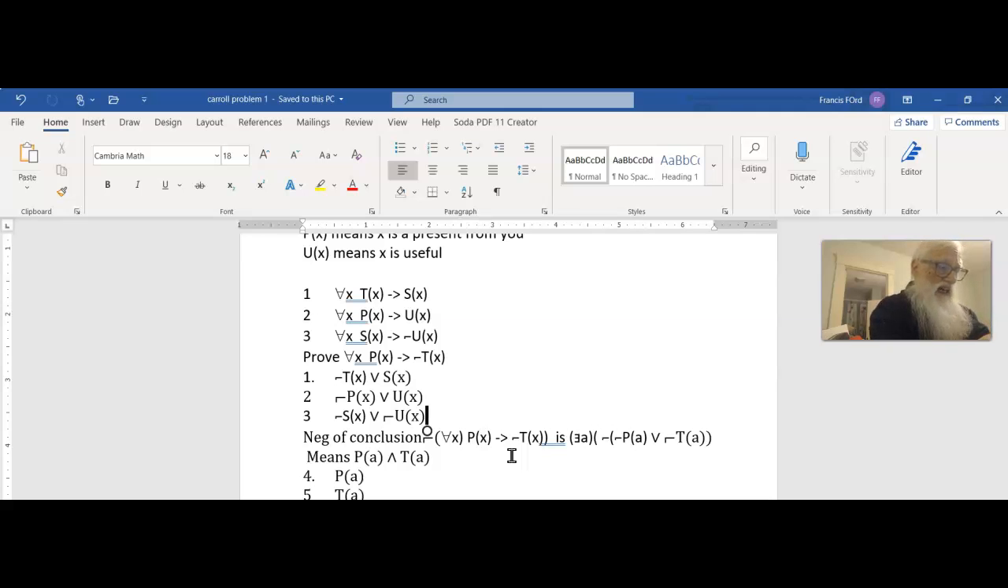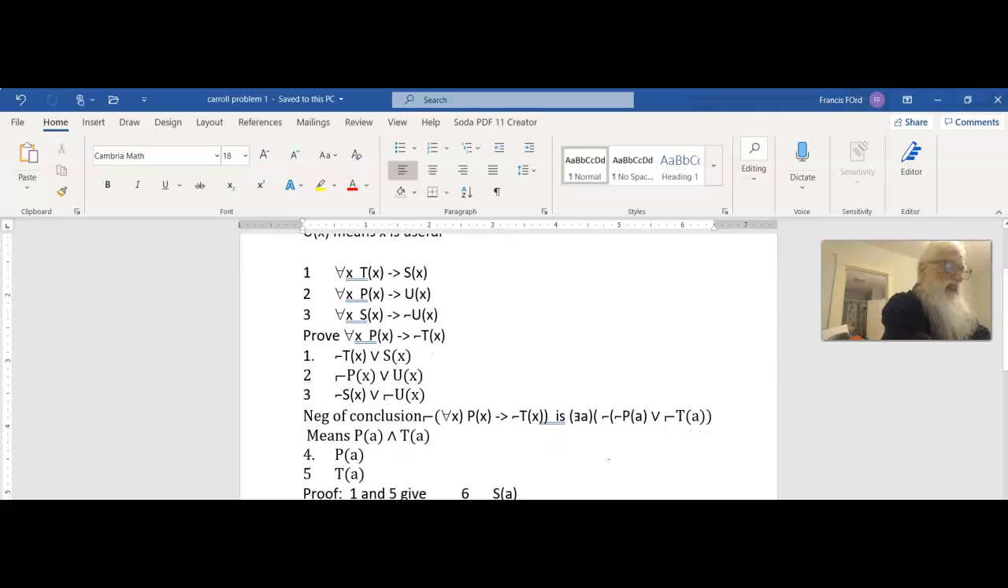Now here's where we start playing. There are many strategies that could be used. One of the easiest strategies is to always use single clauses if you can. PA is a single clause. TA is a single clause. We could use either one of them at the beginning to see if we could eliminate some things and get down to smaller and smaller clauses.